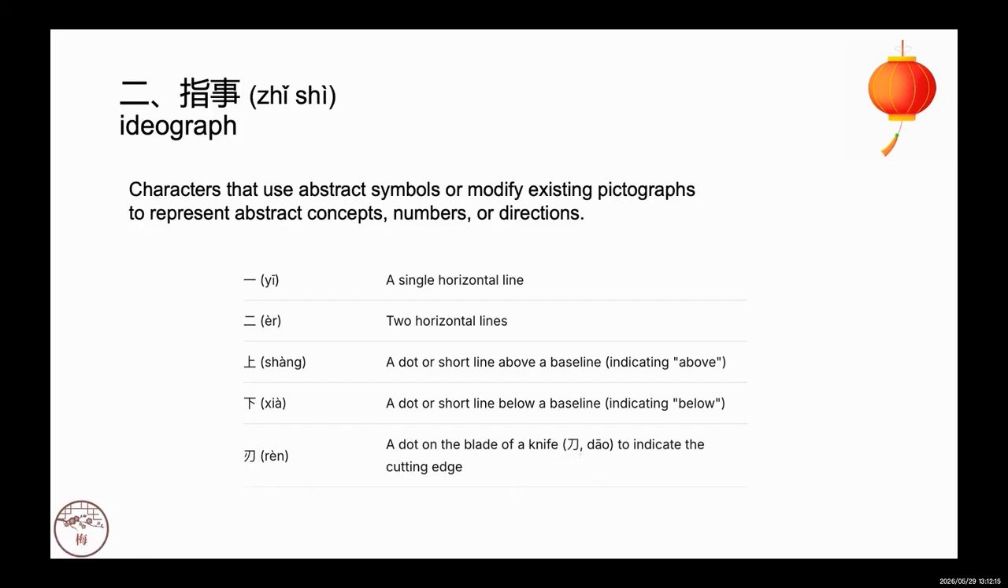So as you can see, either we use simple symbols to represent abstract concepts like the 1, 2, 3, 4, these 4 characters, or we modify the existing pictographs to point to some derived object or meanings based on that. I think this is a very natural way to develop more characters based on the pictographs.